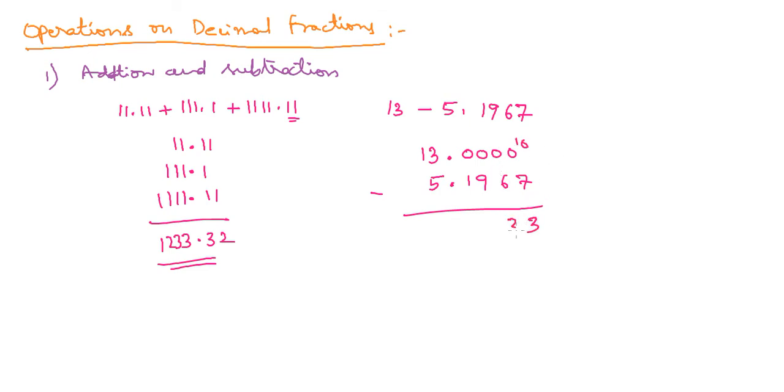9 minus 6 is 3. 9 minus 9 is 0. 9 minus 1 is 8. Yeah, this is 12 now. So 12 minus 5 is 7. So this is the answer, 7.8033. Very simple. So this is for addition and subtraction. Let's move on to multiplication and division.